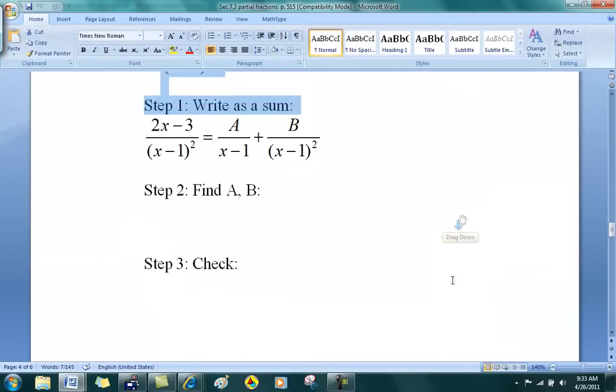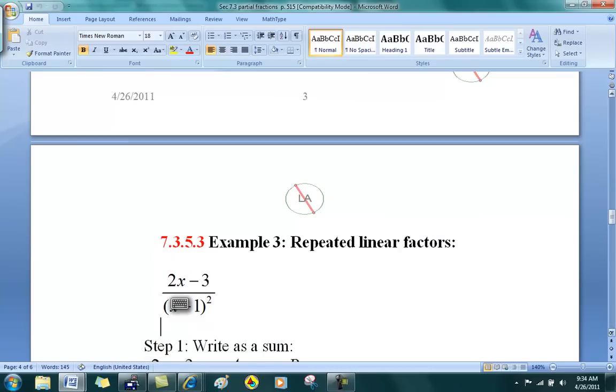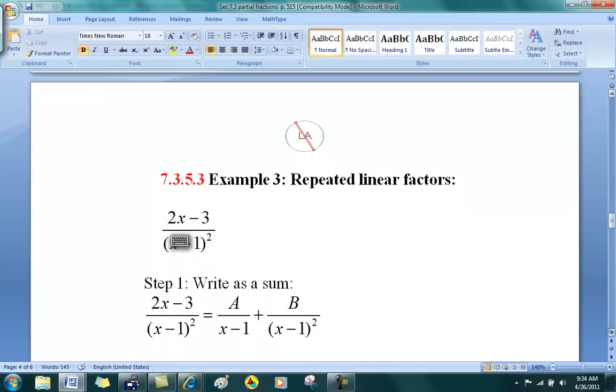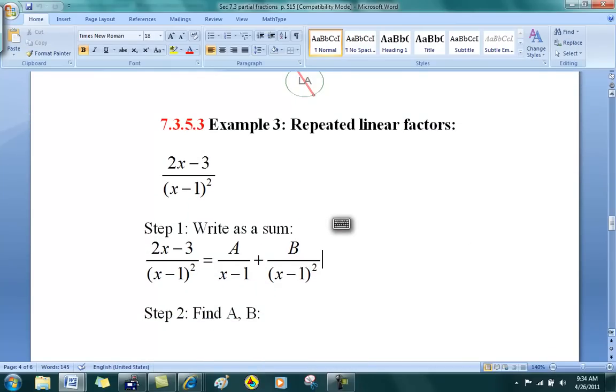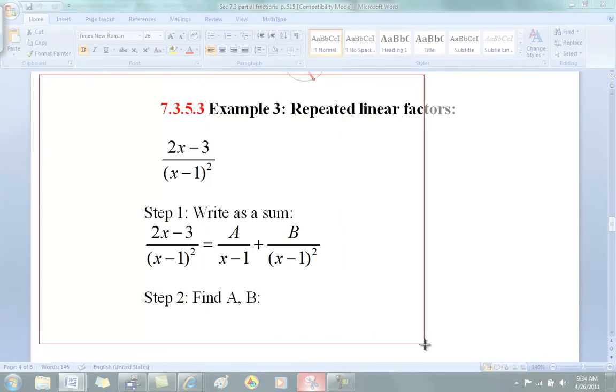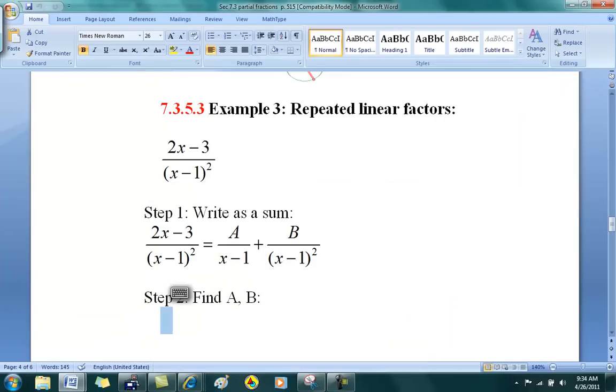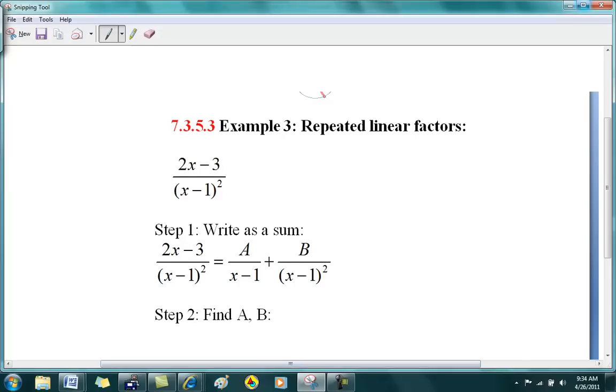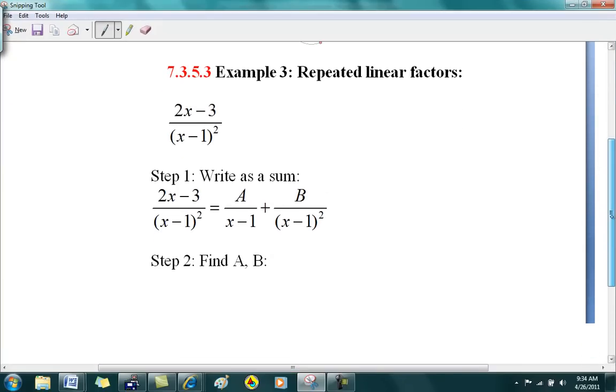So I'm here right now on example 3. This is a special example with repeated linear factors. Okay, and I'll explain to you what I mean by that. So take this down, I'll pause here for a minute. Okay, so repeated linear factors. So down here the denominator has a linear factor of x minus 1 times x minus 1. That's why it's called repeated, it's happening twice.